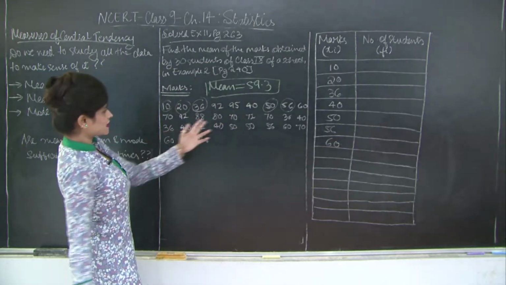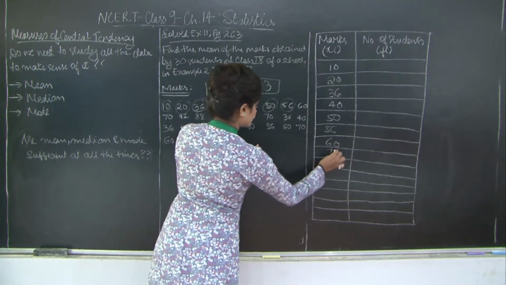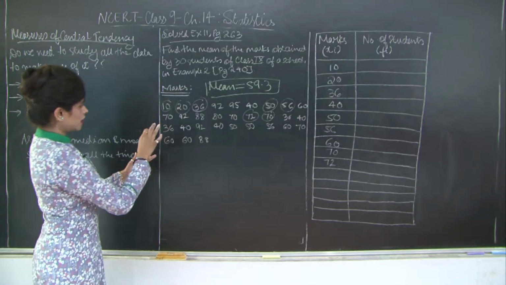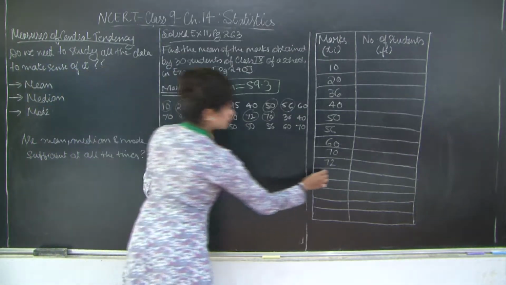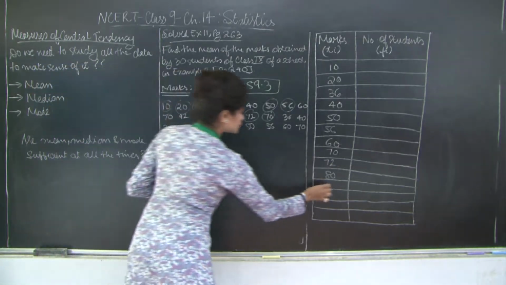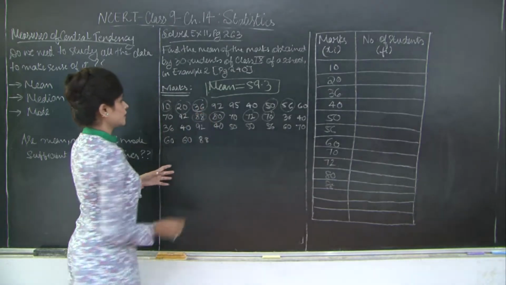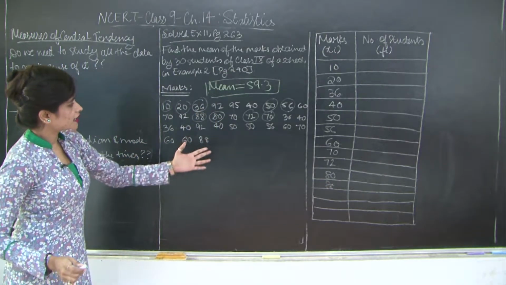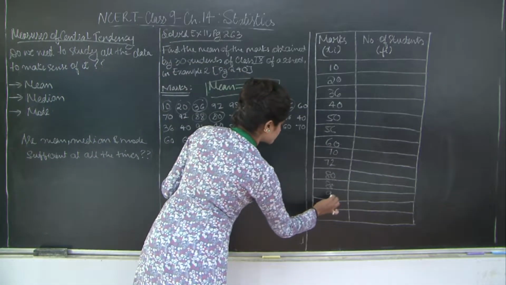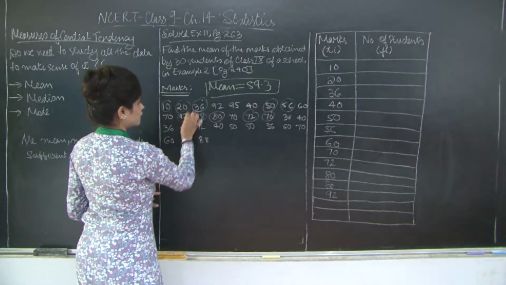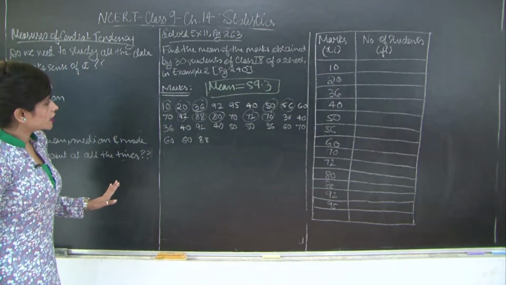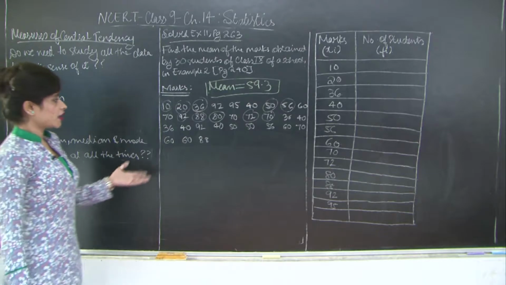Then anything between 60 and 70, I have 70. Then I have 72. Then after 72 I have 80. Then after 80 I have 88. So 88 is here. Then which else? After 88 I will have 92. Then I have 95. Anything else that we're missing out? I think that's about it. All the other numbers are repeating.